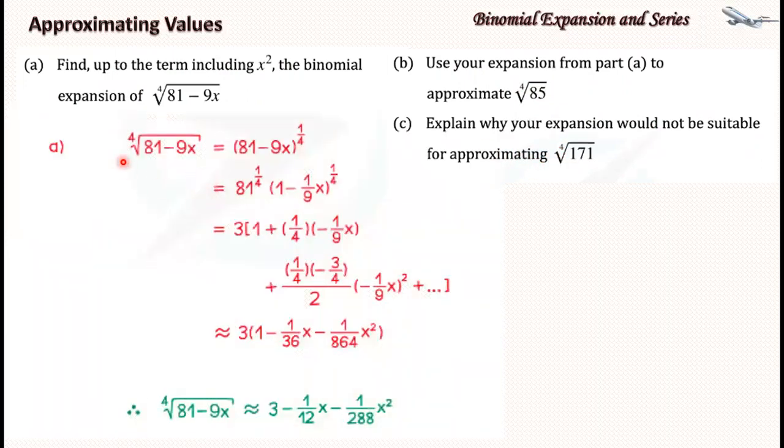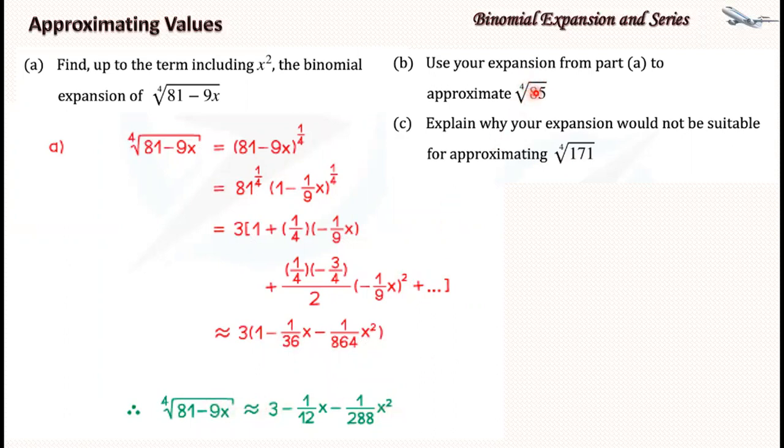So let us see. Here we equate fourth roots to fourth roots. So the fourth root of 81 minus 9x should be approximately equal to 81 to the power 1/4 into 1 minus 1 over 9x to the power 1/4. So if I expand this, this is what I'm going to have when I expand.